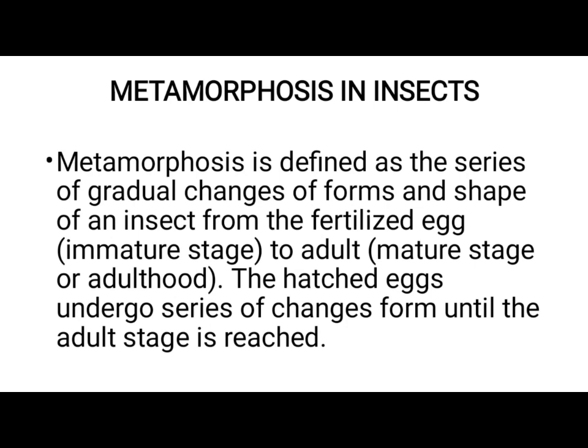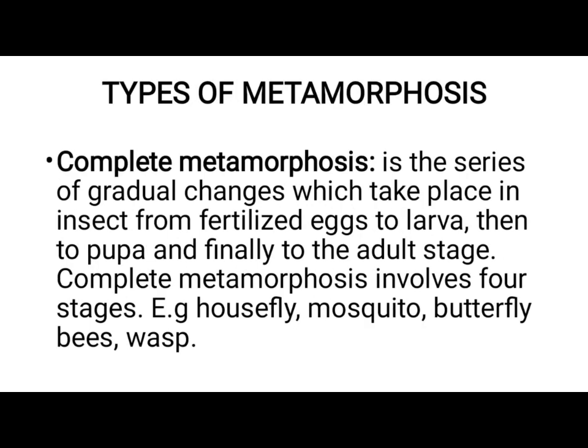So we have two types of metamorphosis in insects. We have the complete metamorphosis and we have incomplete metamorphosis. When we talk about complete metamorphosis, that means a series of gradual changes that take place in insects from fertilized egg to larva, and then to pupa, and finally to the adult. And this occurs in some types of insects.